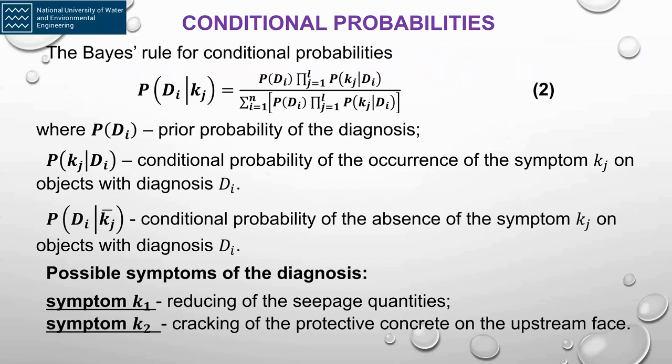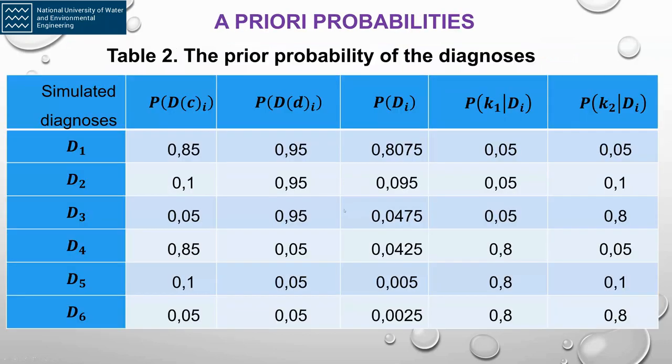We considered two symptoms: the reducing of the seepage quantities, symptom 1, that is associated with drainage malfunctioning, and development of cracking of the protective concrete on the upstream face, symptom 2, that is associated with concrete core malfunctioning. Therefore, the conditional probability of the diagnosis with the involvement of the additional statistical information is considered instead, namely for the cases of occurrence or absence of the symptoms. The probability of the diagnosis is computed then with the Bayes rule for conditional probabilities.